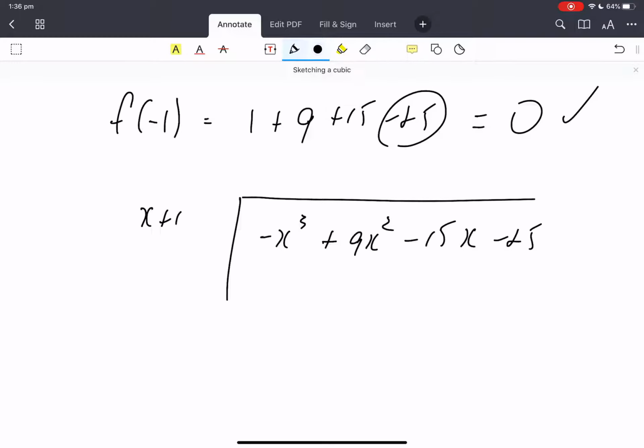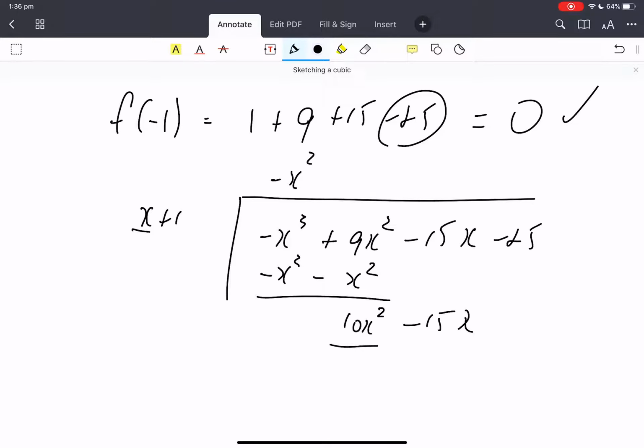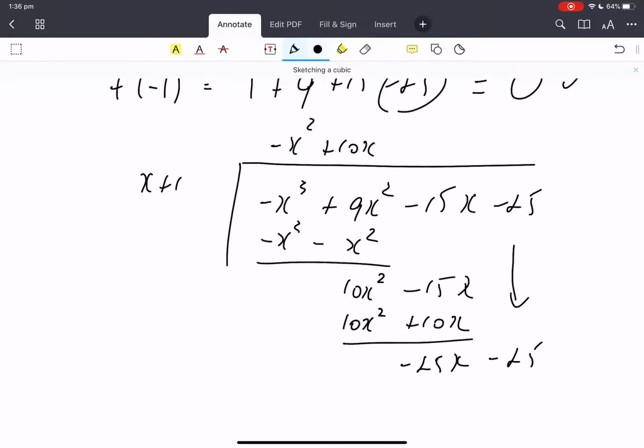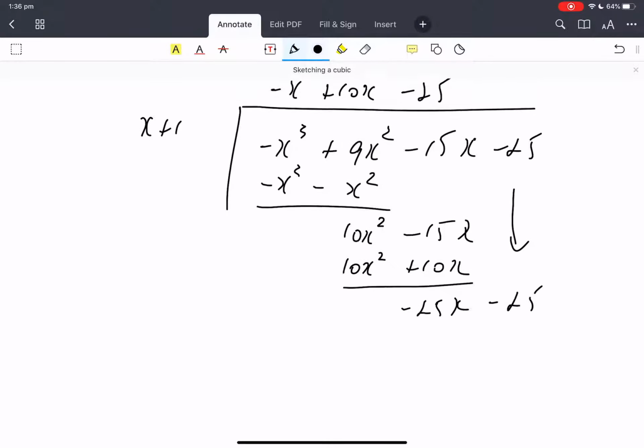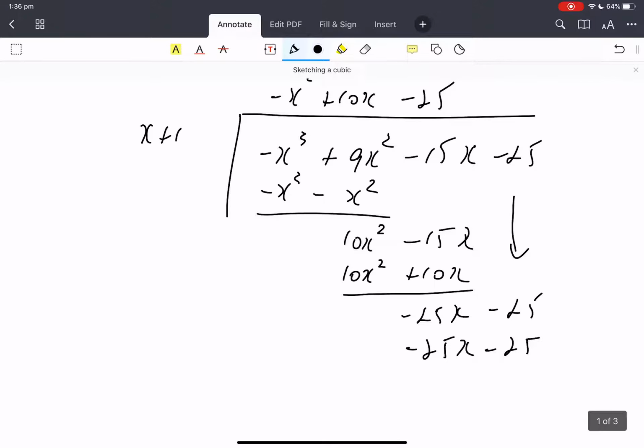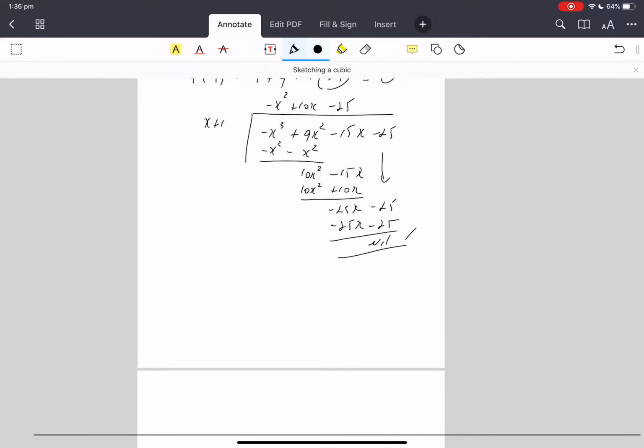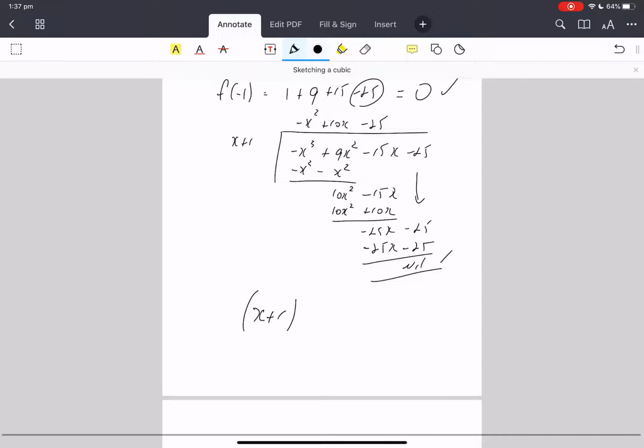X cubed divided by x is going to be minus x squared, multiply through, subtract, and then bring down. 10x squared divided by x is just going to be 10x, multiply through, subtract down, and then bring down. Divide by x is going to be minus 25, minus 25x. Excellent. We get nil, so that's a neat factor. So we've come to x plus 1.